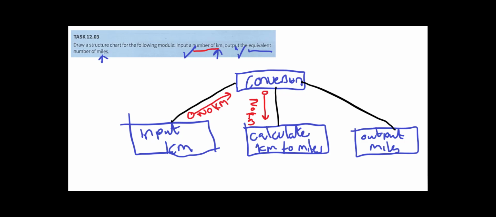It's going to do the calculation. And we're going to then pass the result, which is number of miles. That's a variable, all one word, number of miles, back to the main procedure, back to the main sub module. Finally, we want to be outputting the number of miles. So, number of miles. And there we go.